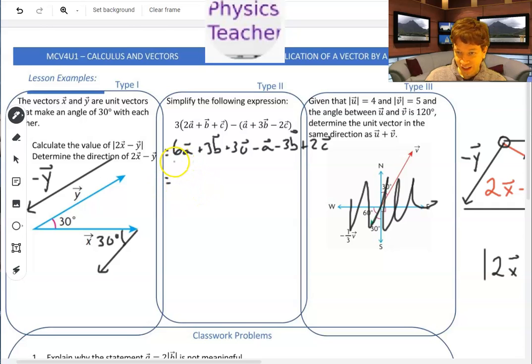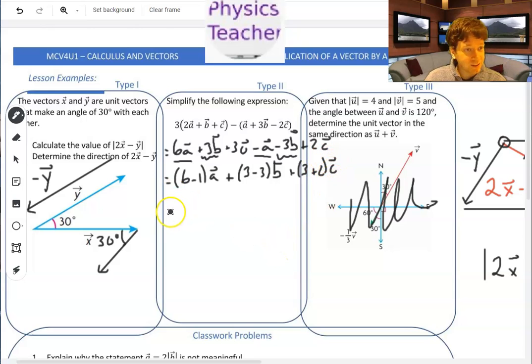So I can look at like terms like here and do 6 minus 1, a, plus, well, here we have 3 minus 3, b, and 3 plus 2. Fairly simple, but just you should know that you can do this with vectors.